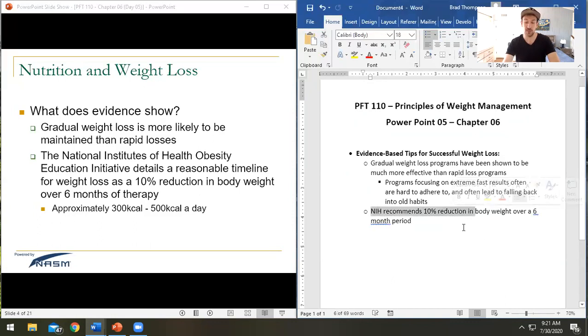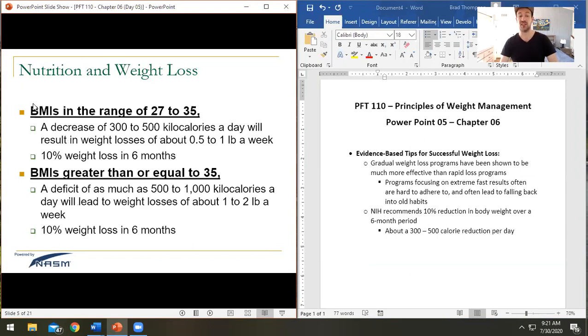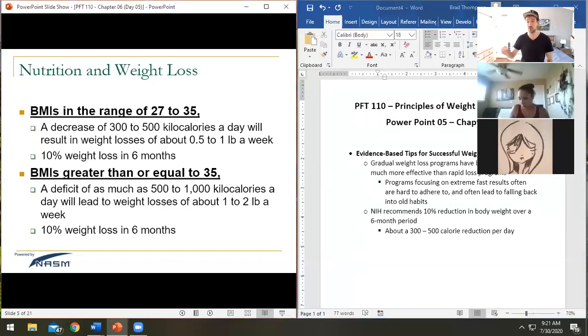So a 10% reduction in body weight over a 6-month period is what's recommended. That is going to be about a 300 to 500 calorie reduction per day. One of the other really good ways to look at this is understanding what BMI range you fall into, because you'll see people who will lose 2 pounds in a week, 3 pounds in a week in certain circumstances, right? Remember, the further you are away from your goal, the easier it is to create a caloric deficit while still supplying your body with nutrition, right?